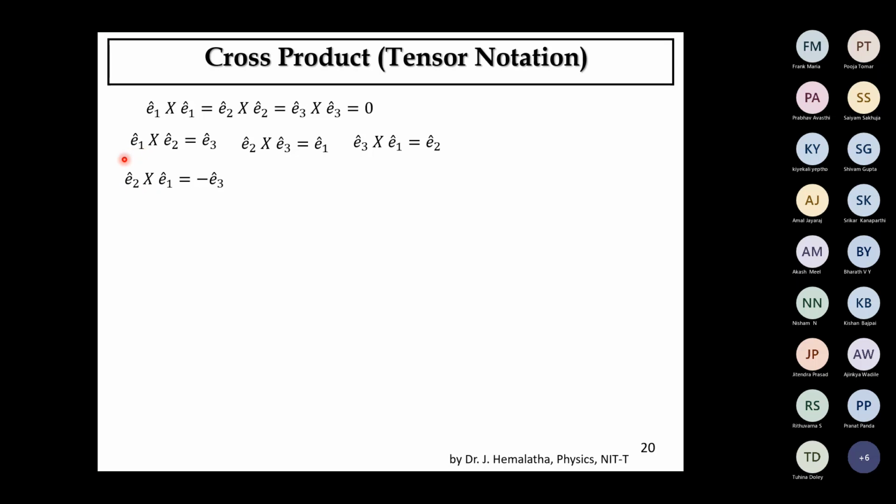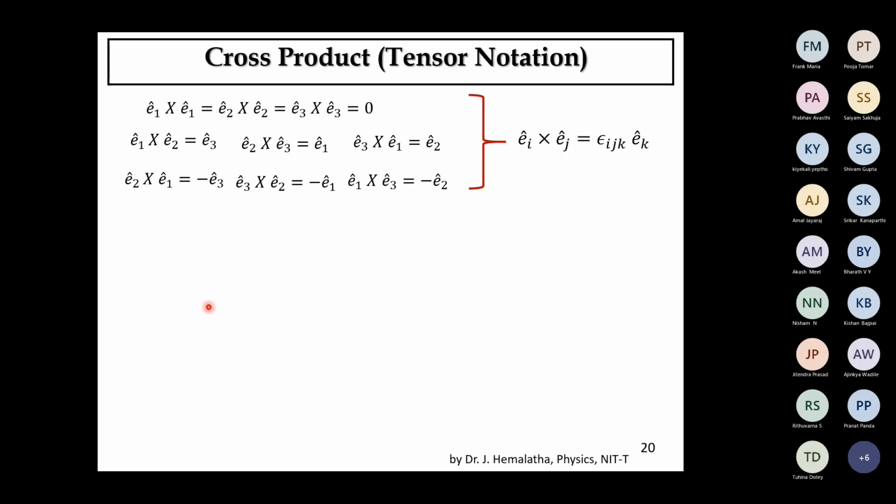And the next one, E2 cross E1 is minus E3, E3 cross E2 is minus E1, and E1 cross E3 is going to be minus E2. You know the answer, right? So if you look at this, how can you combine all these? Any special tensor you can use? If the suffixes are the same, you get 0. If the suffixes are in the cyclic order, you get a positive value. If the suffixes are in the anti-cyclic order, you get a negative sign, right?